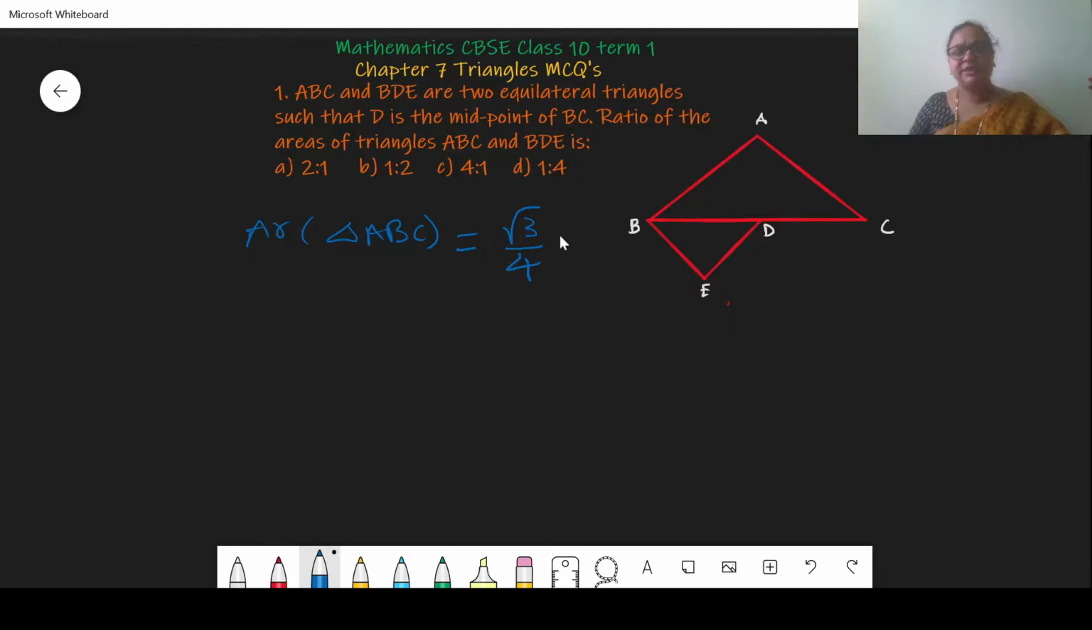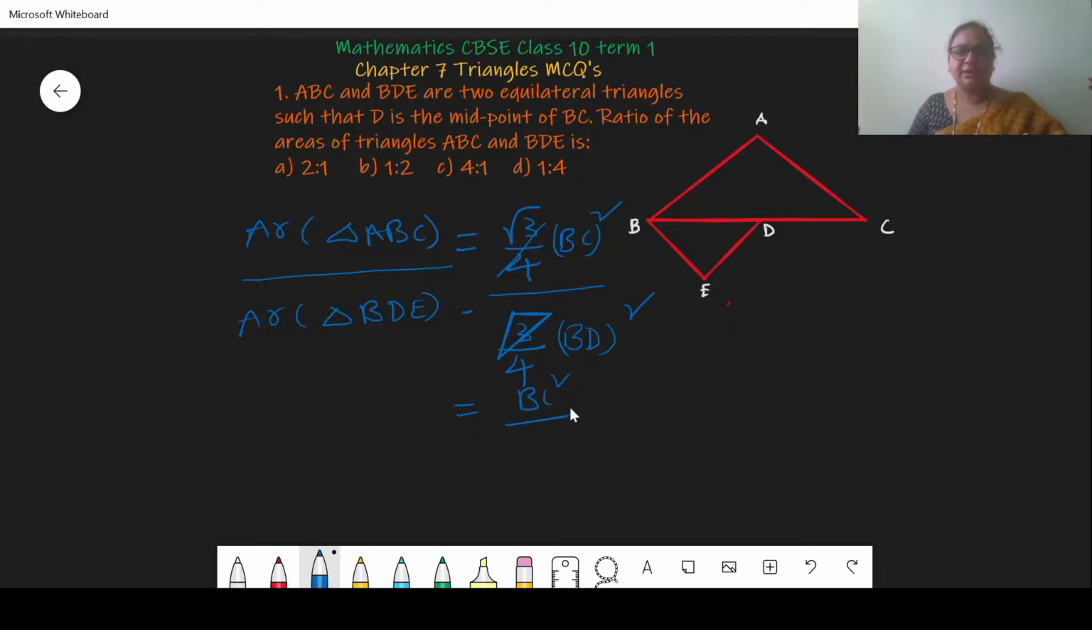A square means any side you can take. Here BC square by area of triangle BDE. BDE is also an equilateral triangle, so its area is root 3 by 4 A square. A square means any one side of triangle BDE, so I am taking it as BD square. So root 3 by 4 gets cancelled.